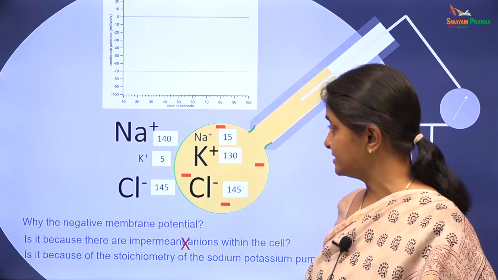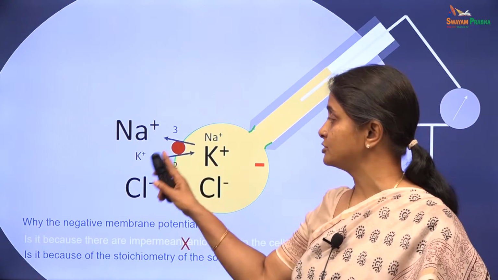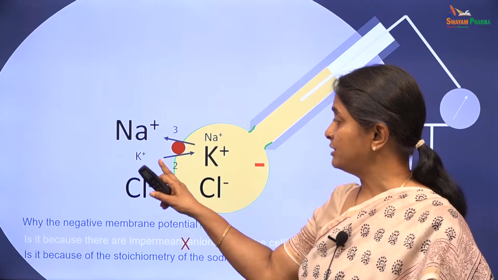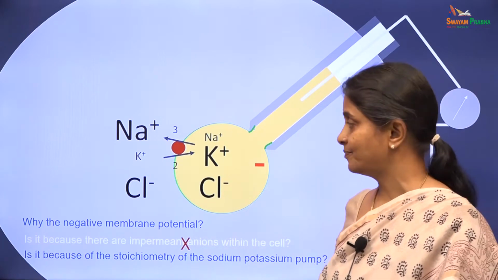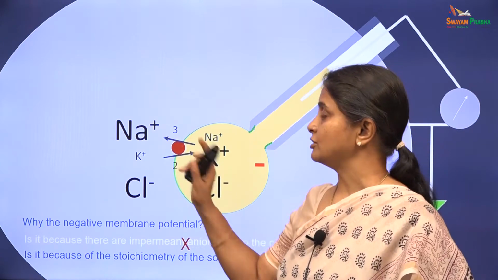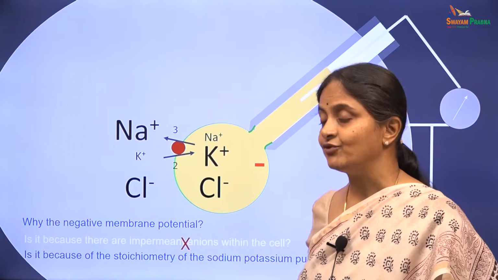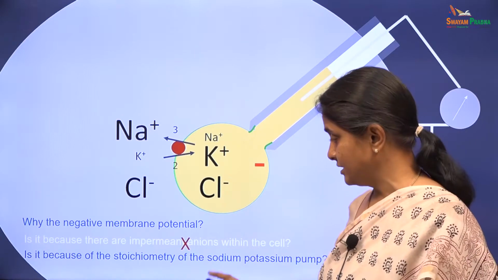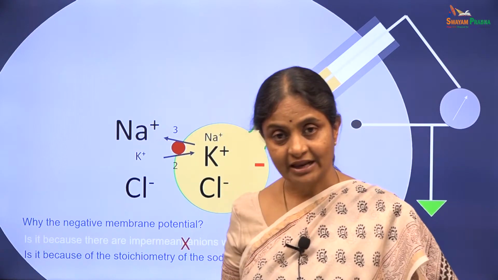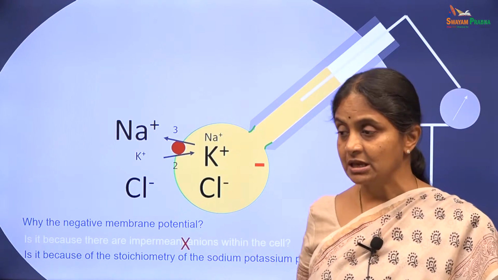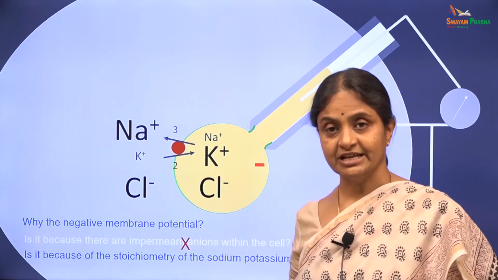pump. That is, the pump transports 3 sodium ions out, but only takes in 2 potassium ions for every turn of the pump. So, there is a net loss of cations with every turn of the pump, and therefore, the inside is negative. So, this is another answer I get, and if that was a hypothesis, how will we test it? By blocking the sodium-potassium pump.